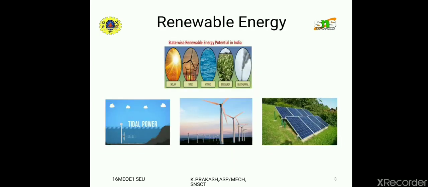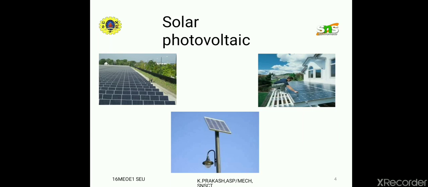There are many renewable energy sources like solar, wind, hydro, and bioenergy. In this, solar energy is playing a very important role. Solar photovoltaic is a method by which sunlight is directly converted into electricity. This process is carried out with the help of solar cells.